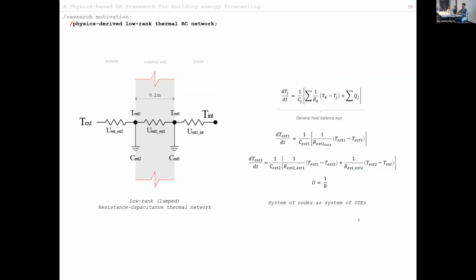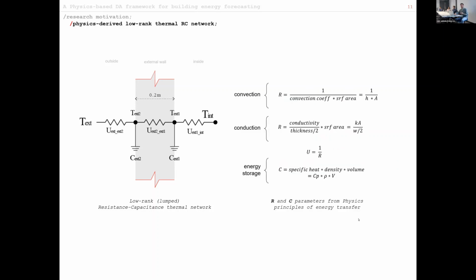So we can further standardize and represent this system in a more standardized approach using state space models, where we can define the dynamics of each node. Each node is essentially a differential equation, and we can specify these by informing them from the governing heat balance equations that are very well known. So we're looking at a differential equation for each node, and we can inform the parameters directly from physics.